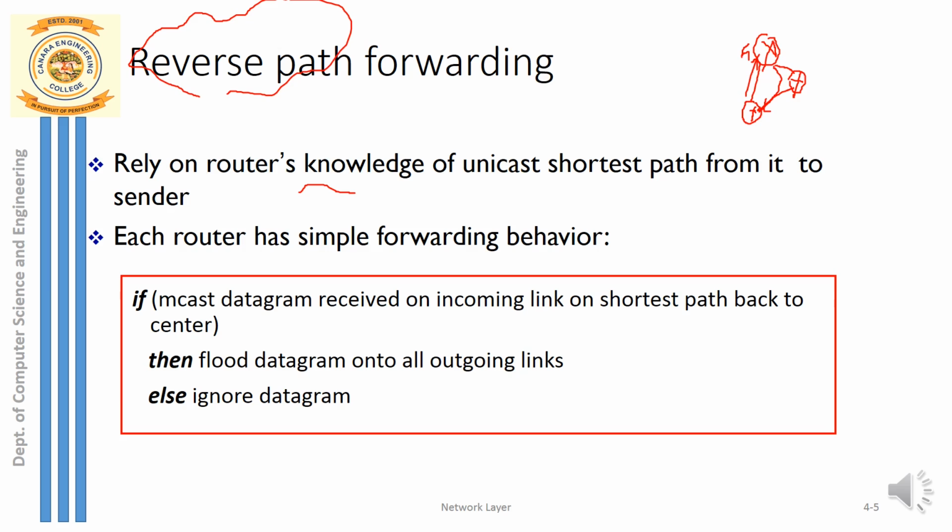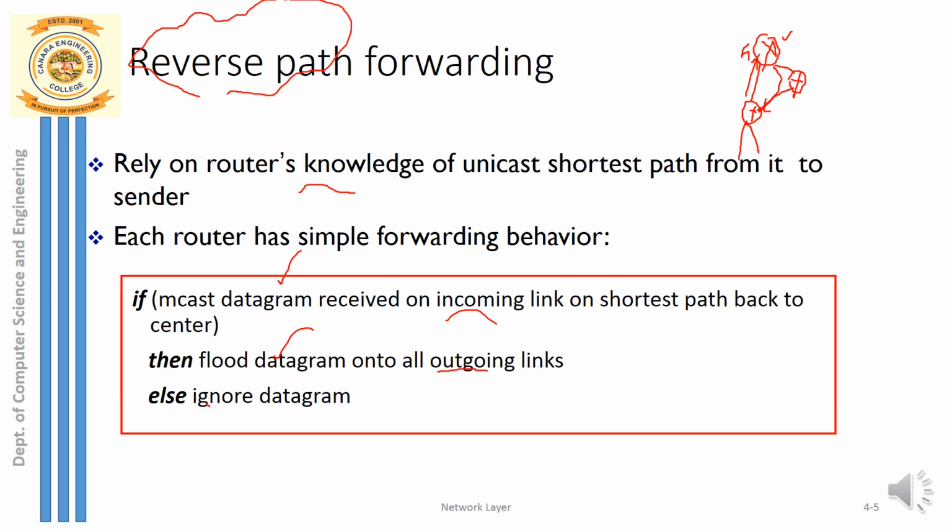Here you can see the small condition: if the multicast datagram is received on an incoming link that is on the shortest path back to its center. Here, in a source-based tree, you can call the source the center. Then what are you supposed to do? If the receiver receives the data through the shortest path, it can accept it, and after receiving the packet, it can forward it over the outgoing links to the other multicast group members. It can flood those packets onto all outgoing links, provided those links are part of multicasting.